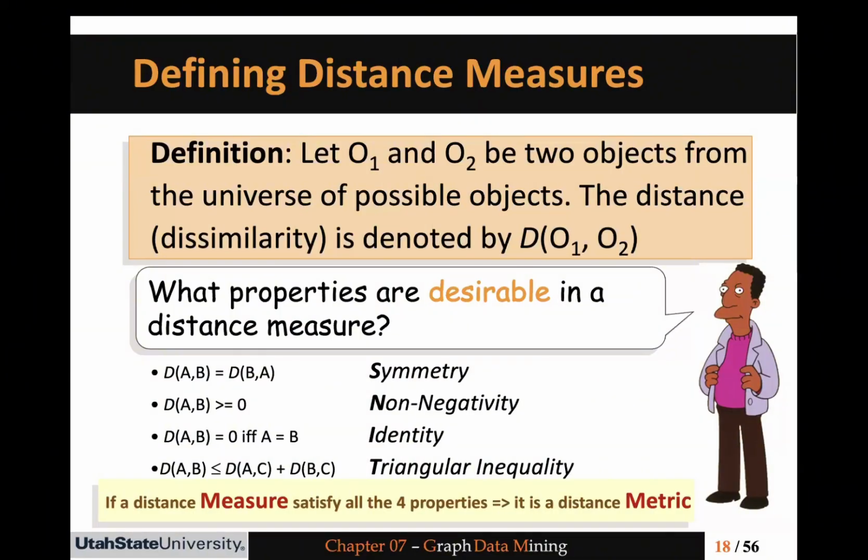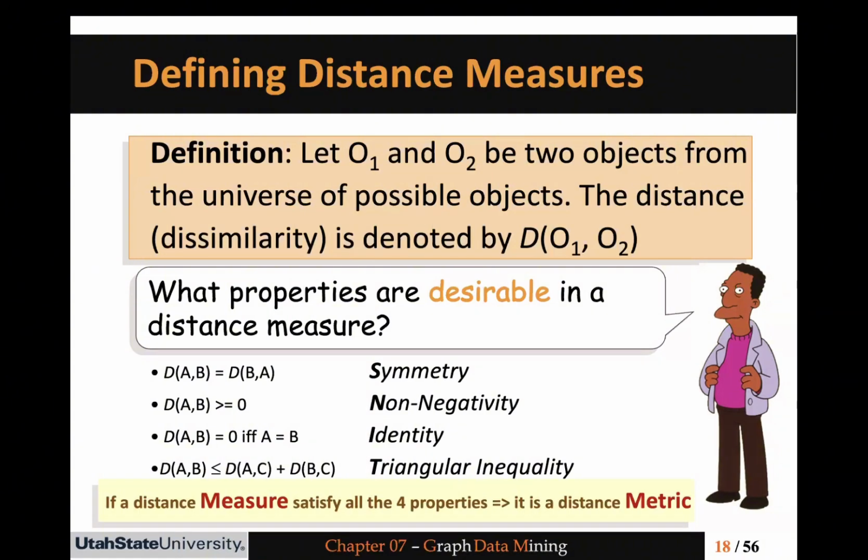So if we have two objects, O1 and O2, in this case the object could be a time series, the distance is denoted using D of O1 and O2, or TS1 and TS2 in the case of time series. So this is just a definition of distance. Of course, we say that the higher the distance, the lower the similarity, and the lower the distance, the higher the similarity. Therefore, we say that a distance measure is a measure of dissimilarity between objects or between time series.